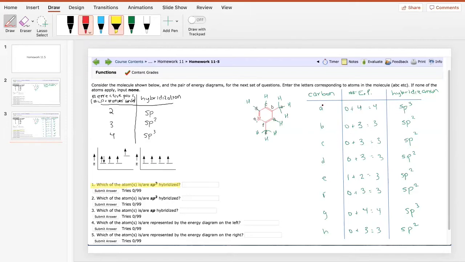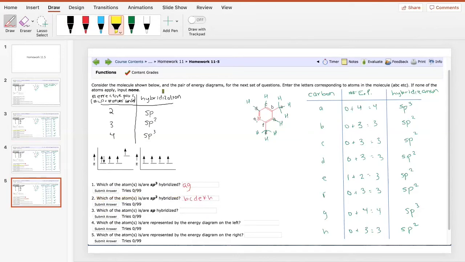Number 1 asks us which of the atoms are sp3 hybridized, and if we look through our list, we see that carbon A is sp3 hybridized, as is carbon G. So we'll write A and G. The next statement asks which of the atoms are sp2 hybridized. And looking through our list, we see B, C, D, E, F, and H are all sp2 hybridized. The third statement asks which of the atoms are sp hybridized. That would refer to atoms with a number of effective pairs equal to 2. We didn't have any of those, and so we have none that are sp hybridized.